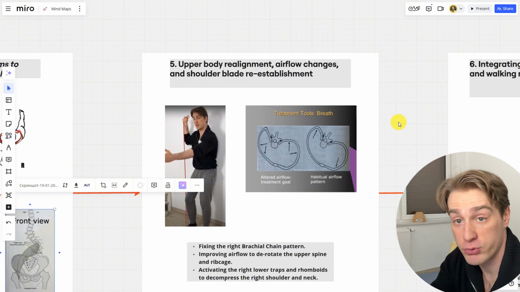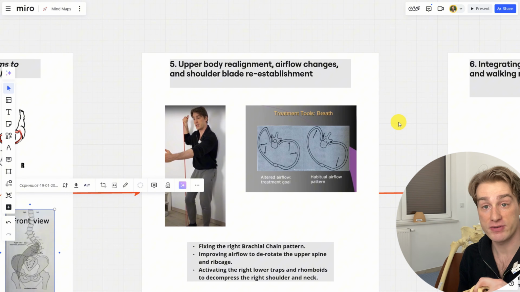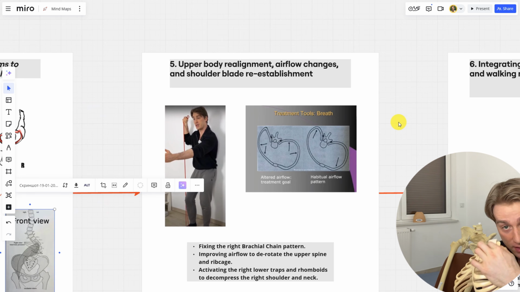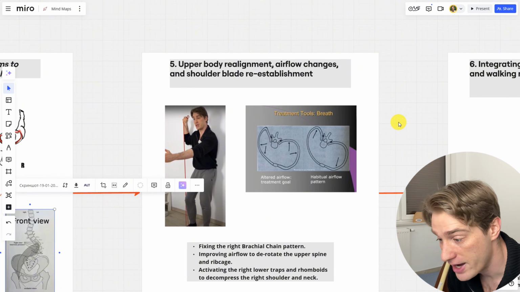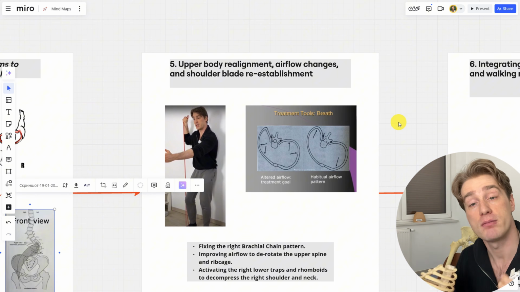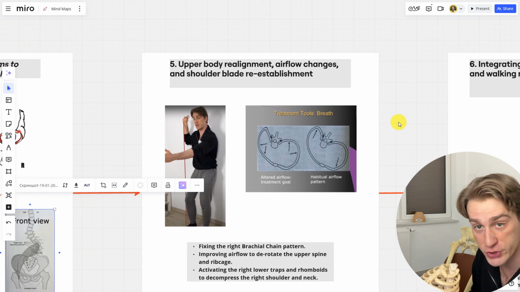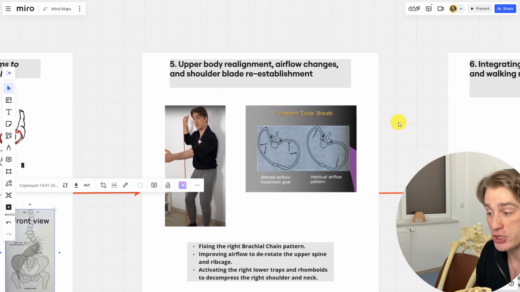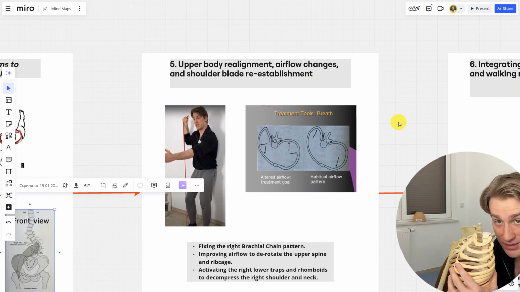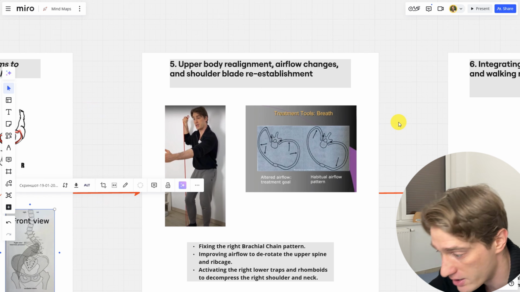The fifth very important point is to derotate the rib cage. Because if the spine wants to be rotated towards the left, we have to derotate the rib cage back towards the right and also improve the airflow inside of the rib cage. Because habitual airflow pattern also points your spine to a certain direction. So by training proper breathing, we can derotate the spine and improve the symptoms, especially in the upper body.